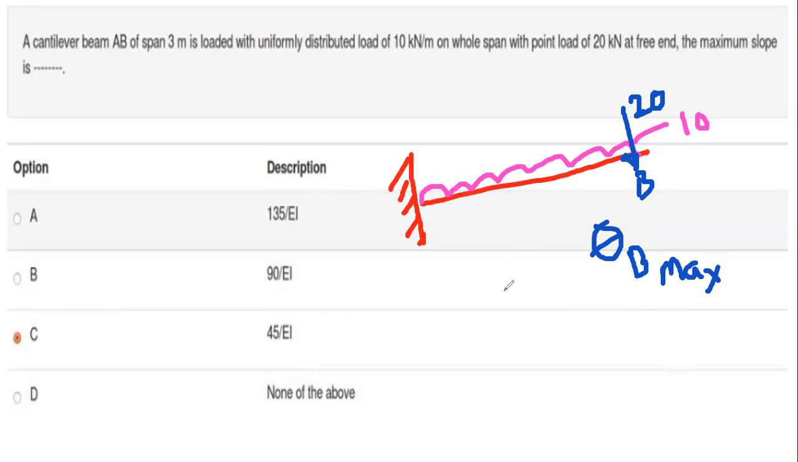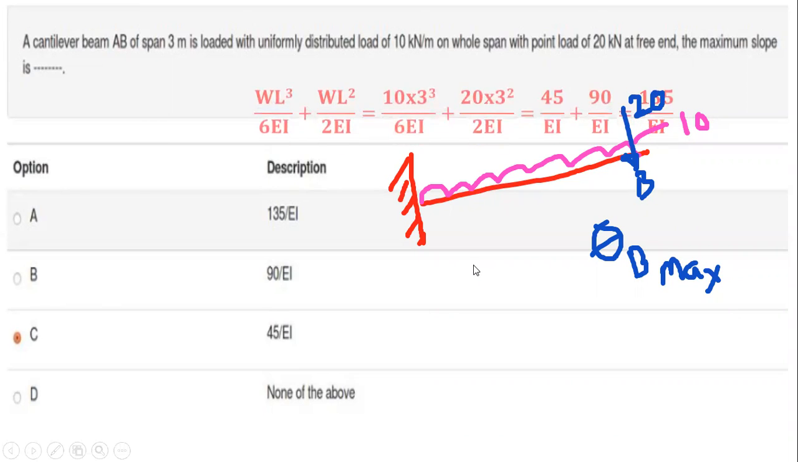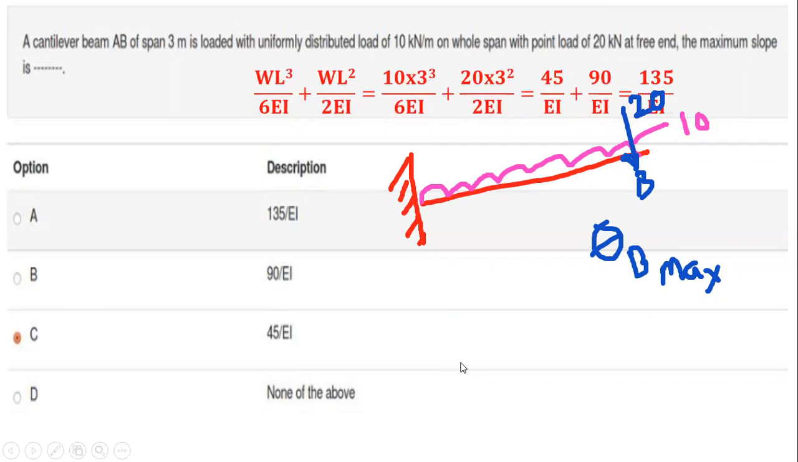So again, both are standard loading conditions. We know that we have to find the slope using the standard loading conditions. First, for UDL, the formula for the slope is WL cube by 6 EI. And for the point load at the free end, the formula is WL square by twice EI. Put the corresponding values.